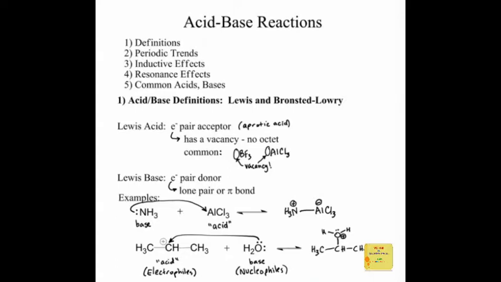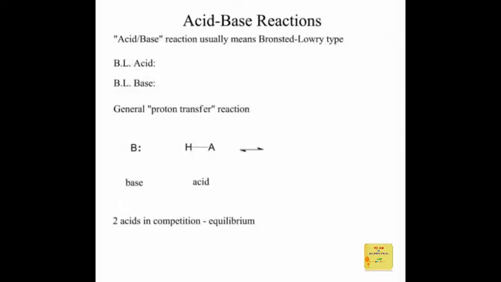So for organic chemistry, when we're discussing acid-base reactions, we're talking about the other definition, the Bronsted-Lowry type. And in a Bronsted-Lowry definition, a Bronsted-Lowry acid is an H plus, which we call a proton.